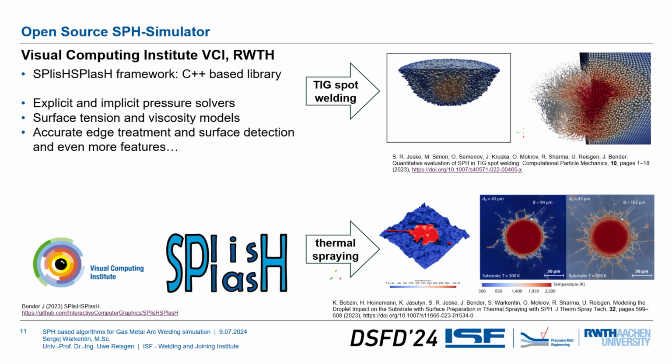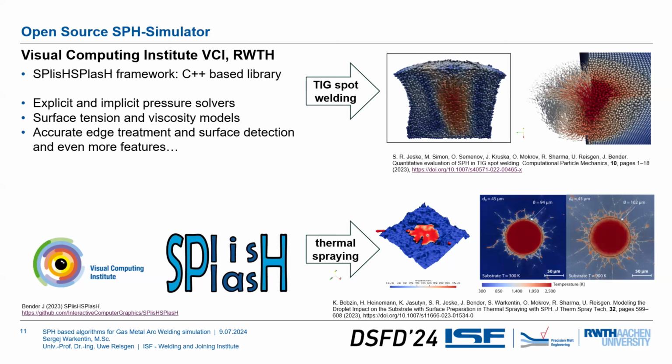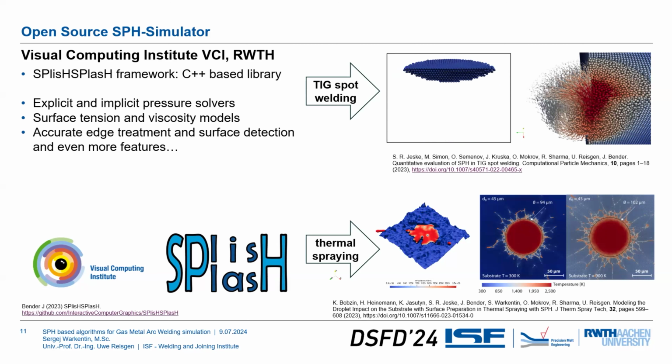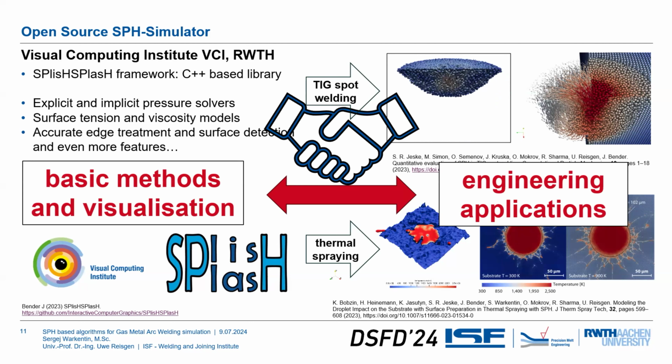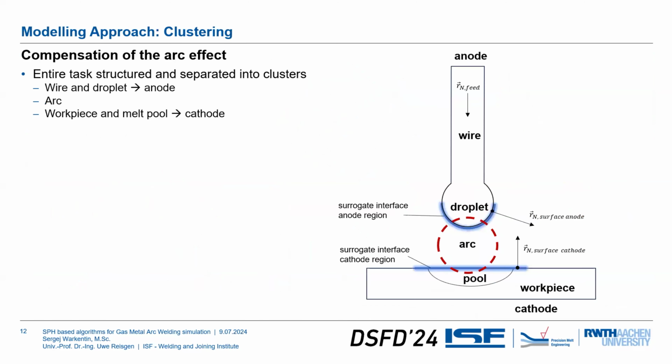On the lower side, you see an example for thermal spraying. It is used in surfacing technology. And on the upper side, you see another welding process. It's called spot welding, where we have introduced an external force field to model the Lorentz force on the fluid dynamics. And this is an example of the tight collaboration that we need from the basic methods to engineering applications, but also the other way around, to show the developers which aspects are important.